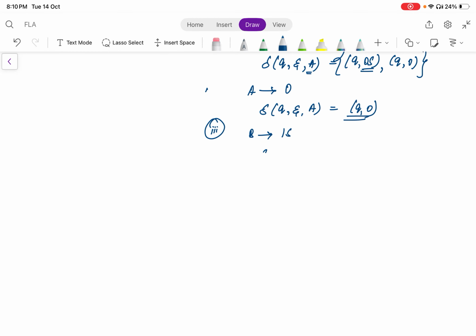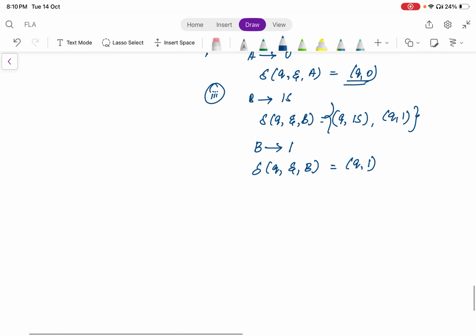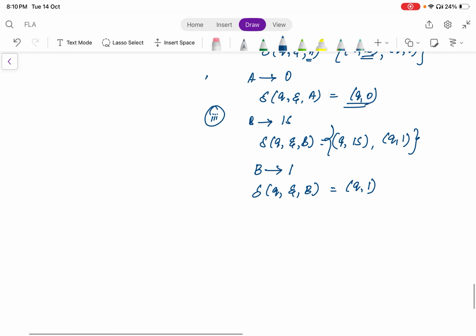Same way for B, delta of Q comma epsilon comma whatever is on the left side equal to Q comma whatever is on the right side. Okay, B has another transition. What is it? B tends to 1. So that is delta of Q comma epsilon comma whatever is on the left side is equal to Q comma whatever is on the right side. So this also we can write here itself. Okay, now the non-terminals are over. So the one left is terminals.